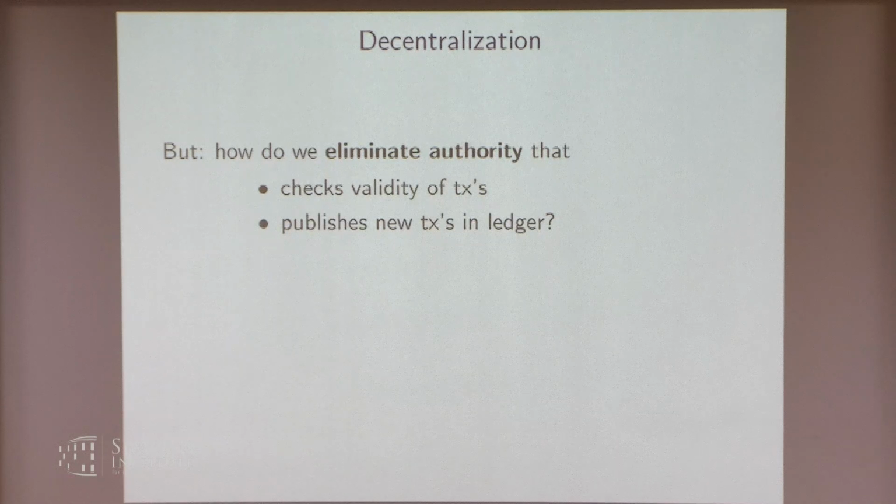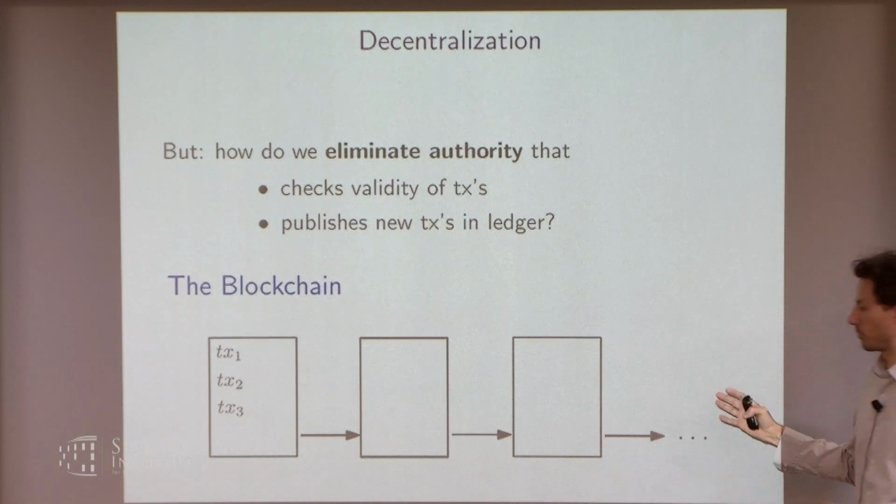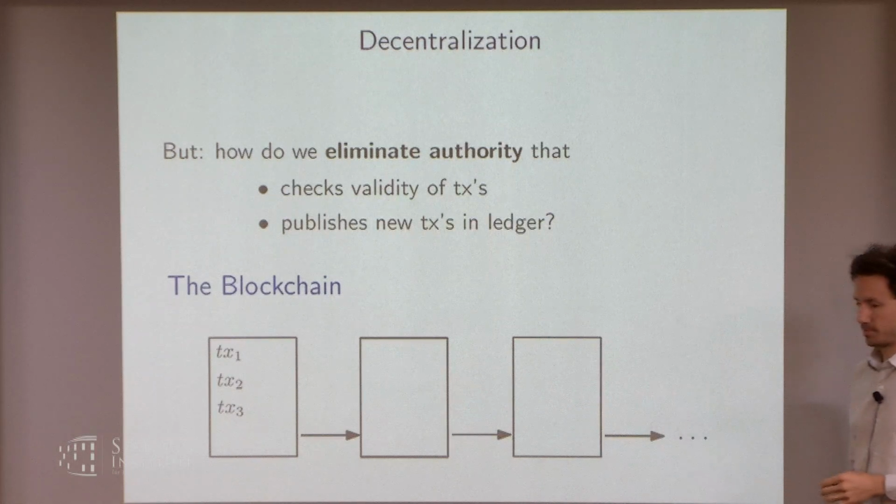Anyway, so now interesting part. How do we eliminate this authority? How do we decentralize this concept? So we have this authority that checks validity of the transactions and that publishes updates of this ledger from time to time. And the concept that does this for us is the blockchain. What is a blockchain? It's basically a different way of structuring this ledger. So instead of having a ledger to which I always append transactions, I just append blocks of transactions to this chain.